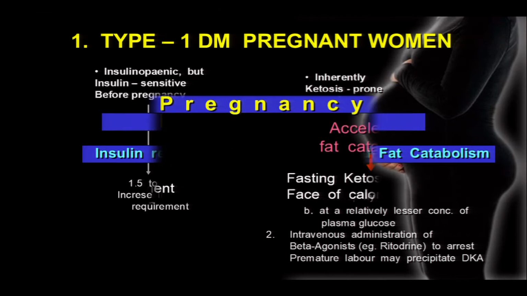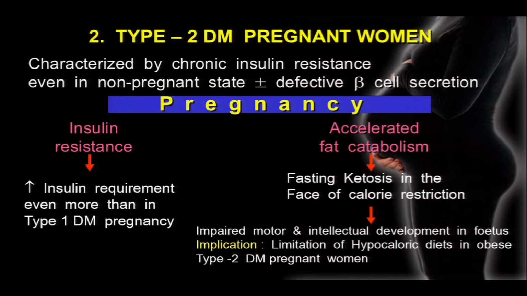DKA can be precipitated. In a type 2 diabetic pregnant woman, who is already characterized by chronic insulin resistance even in the non-pregnant state, who may or may not have a defective beta cell secretion, in addition, with pregnancy, the insulin resistance of pregnancy results in greater insulin requirement, even more than in type 1 diabetic pregnancy. And the accelerated fat catabolism of pregnancy promotes ketosis in the face of calorie restriction and therefore impaired motor and intellectual development in the fetus. The implication is that there is a limitation for hypocaloric diet in obese type 2 diabetic pregnant women, otherwise she may land in ketosis.